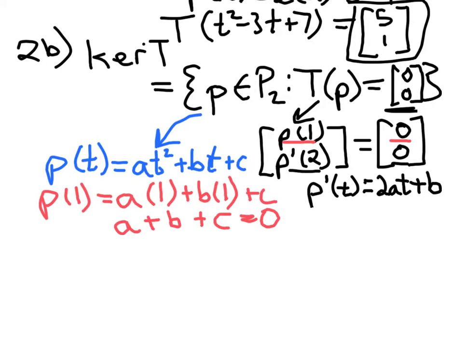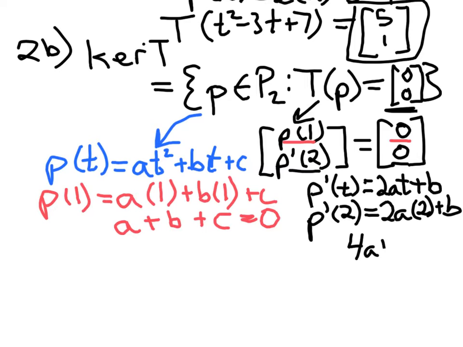Now I can plug in 2. So P prime of 2 is always going to look like this: 2a times 2, substitute that for t, plus b. So 4a plus b, and again, we want this to be mapped to 0, because we want T of this polynomial to be mapped to the 0 vector. So what I would take from that is that b is equal to negative 4a. If it's going to be mapped to the 0 vector, then b needs to equal negative 4 times a.